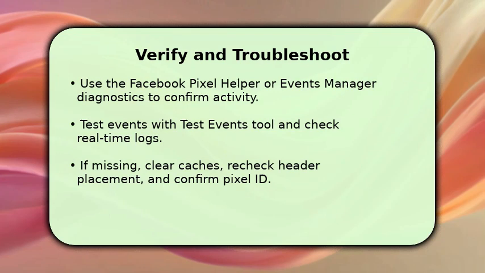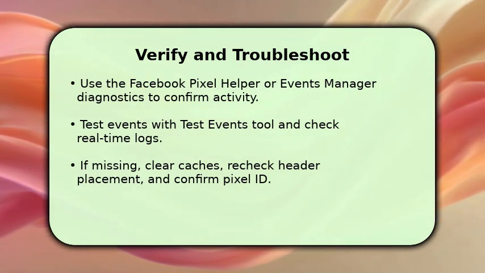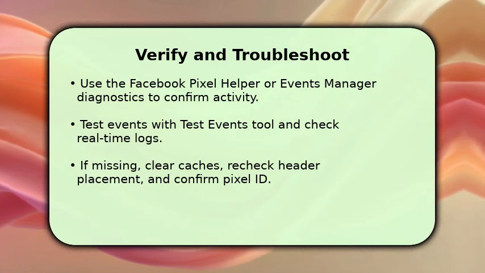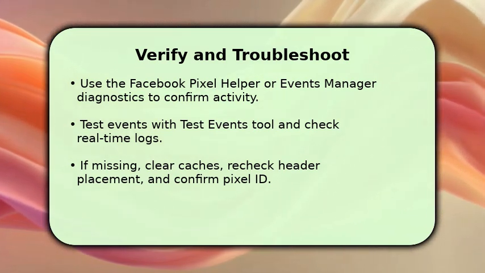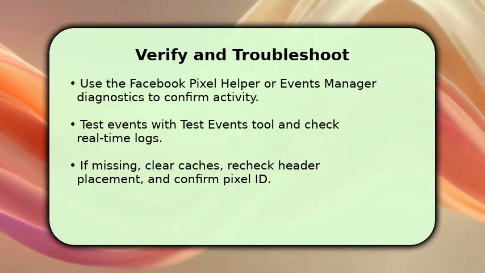Finish by verifying the pixel is firing. Open the Facebook Pixel Helper or Events Manager and watch for page view and event hits in real time. Make sure to test conversion flows using the Test Events pane so you see parameters and values arrive correctly.